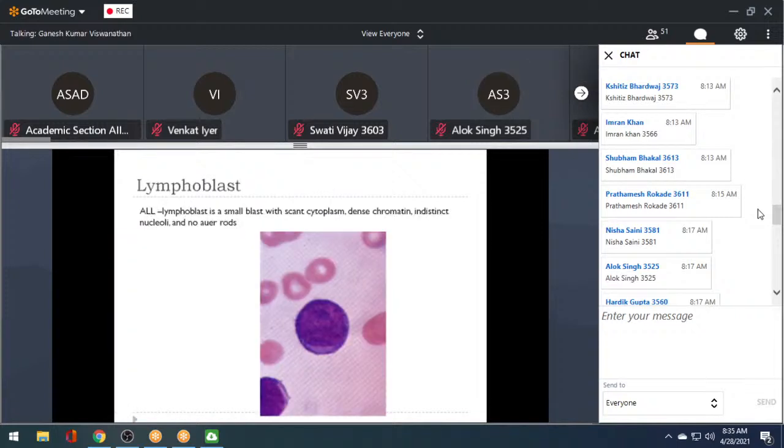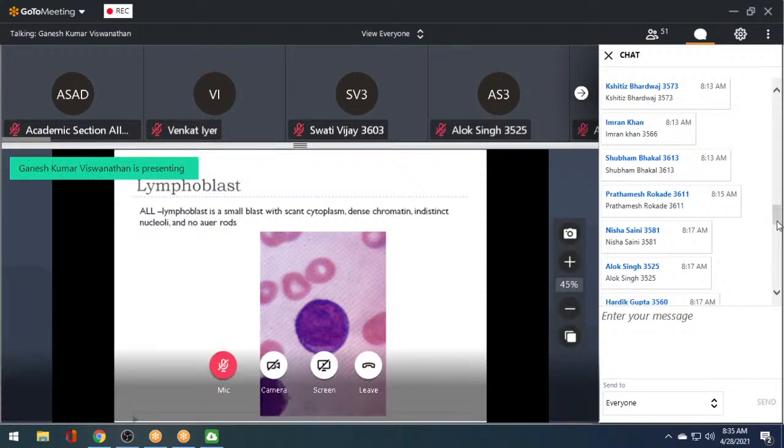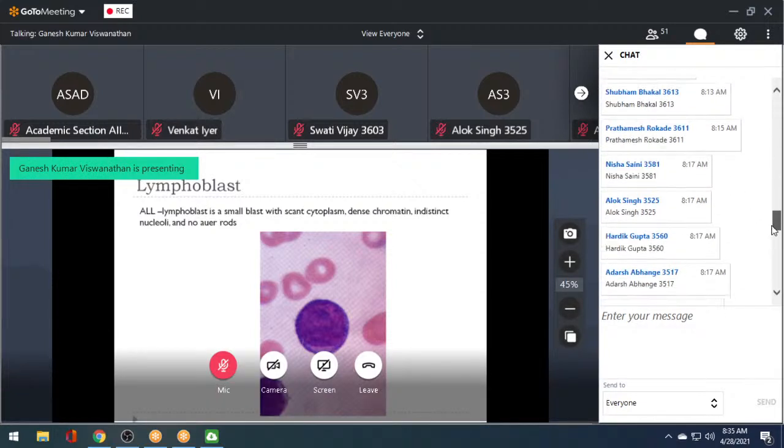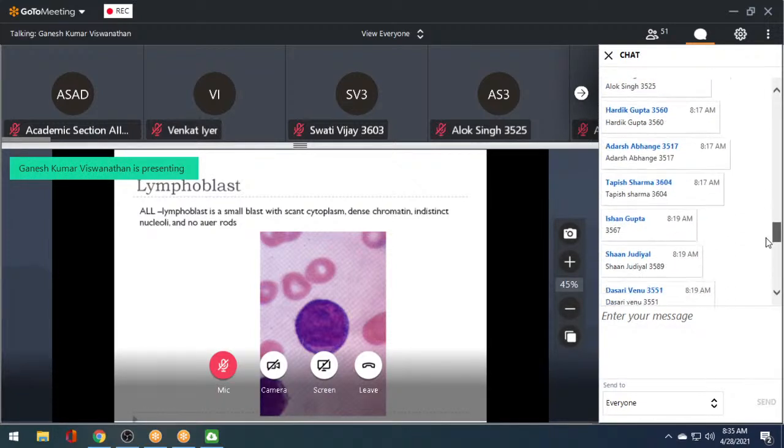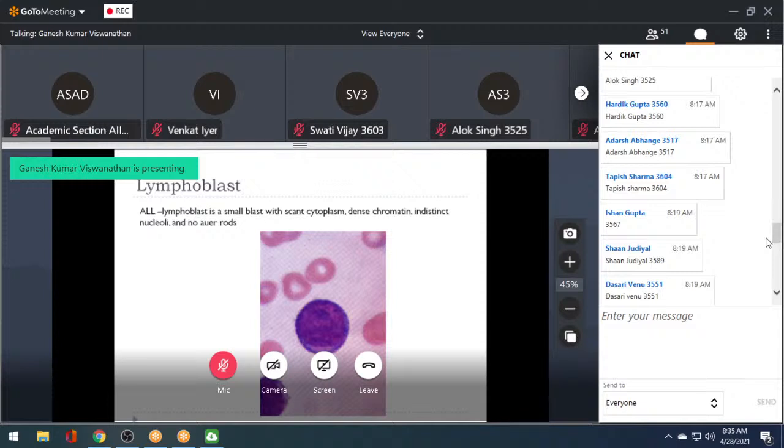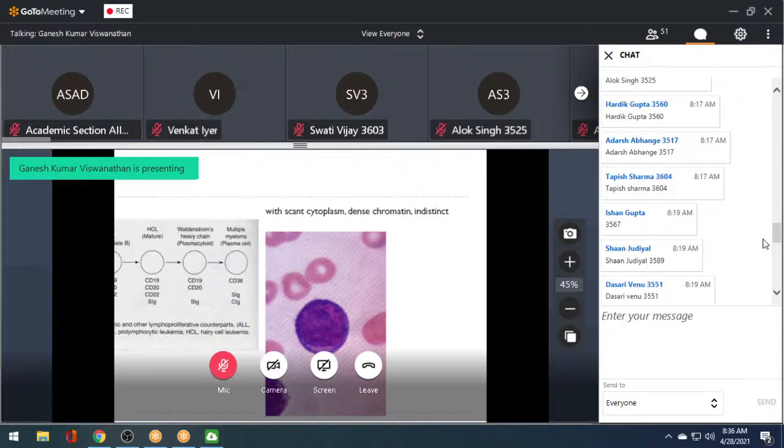So how does this lymphoblast, which is the basic cell causing this ALL, look like? It is a medium to small sized cell with scant cytoplasm. So the cytoplasm is less in amount compared to a myeloblast. The chromatin is dense, the nucleoli are not distinct, and the structure called Auer rod is not present.